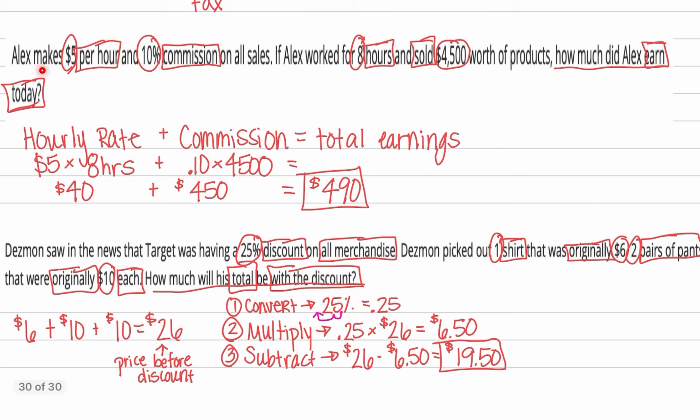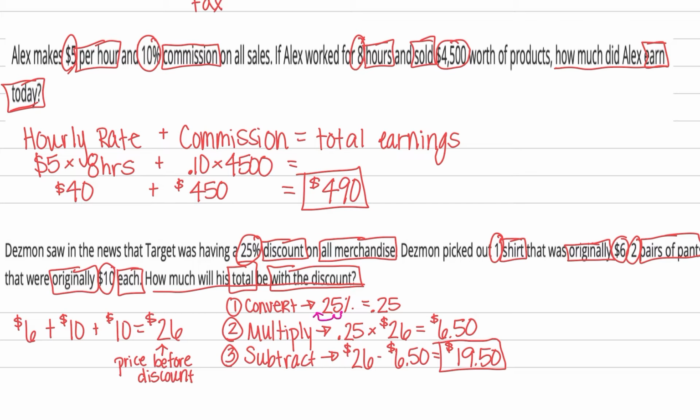Our next one: Alex made $5 per hour and 10% commission on sales. If Alex worked 8 hours and sold $4,500 worth of products, how much did Alex earn today? We've got 2 things going on in this problem. They make an hourly rate and they make a commission. So we're going to have to add our hourly amount that they make just for working, plus their commission based off of the sales they made.